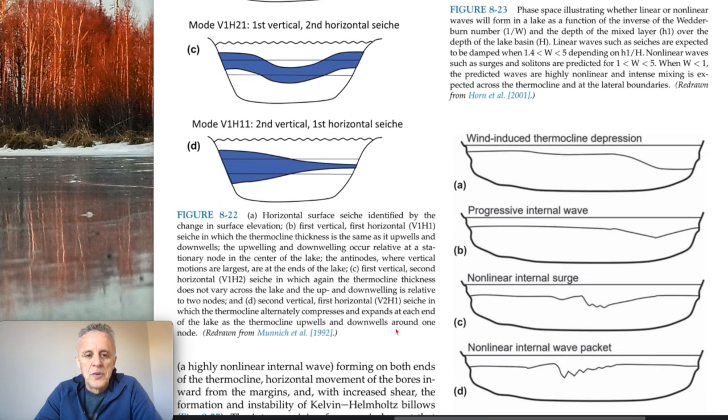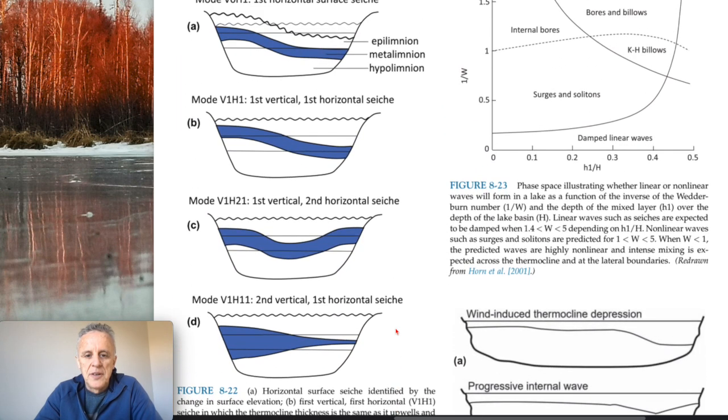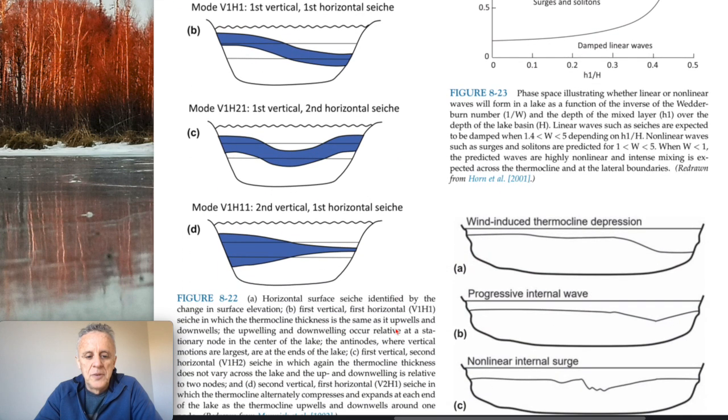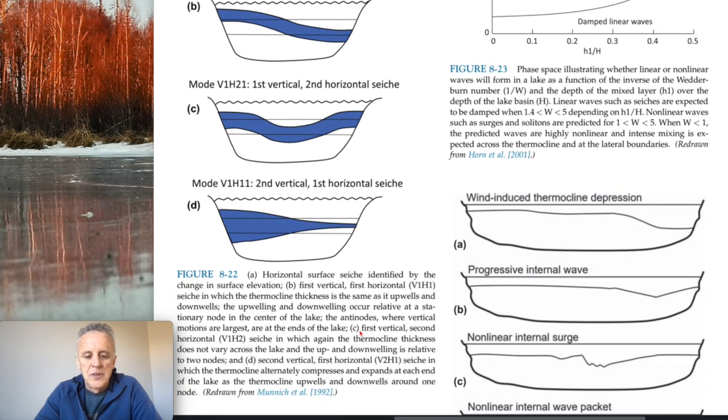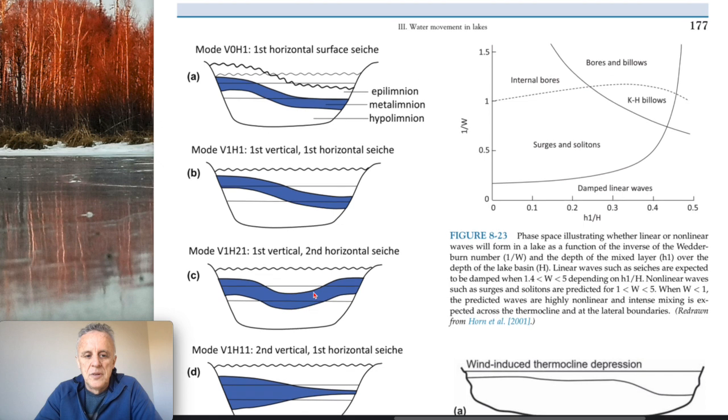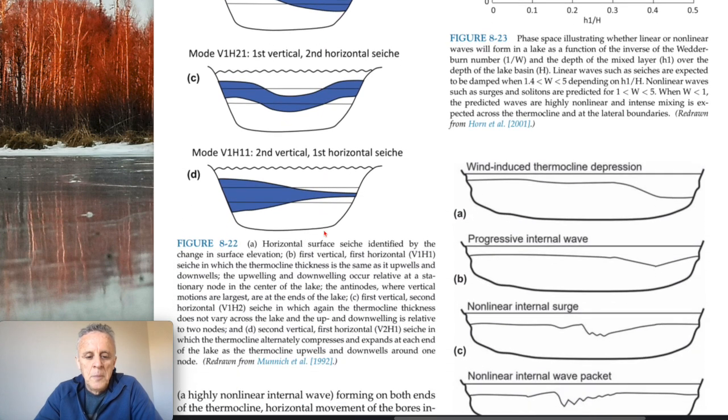Okay, so why don't we look at these two figures and we call it a day for today. This is figure 8-22. A is a horizontal surface seiche identified by the change in the surface elevation. So the epilimnion, the metalimnion, and hypolimnion, and we have a seiche here. So we have this oscillation.